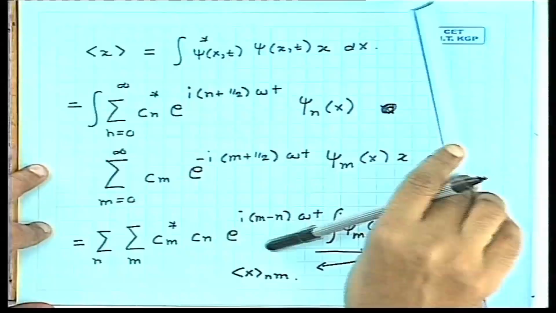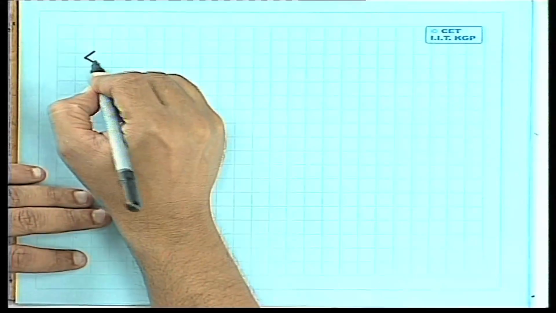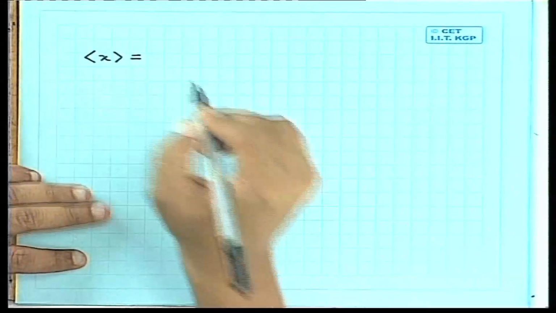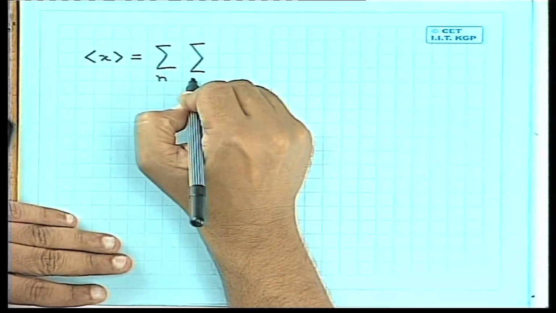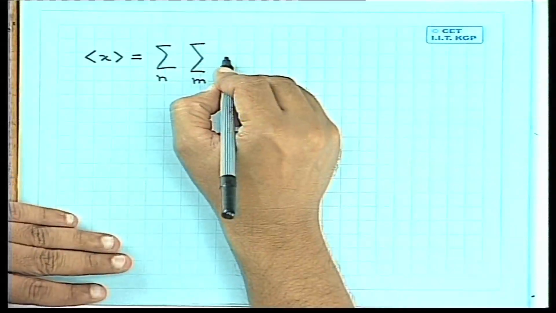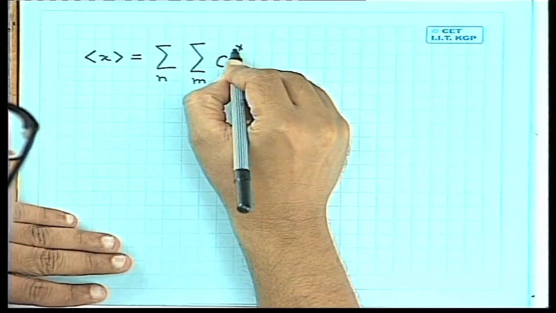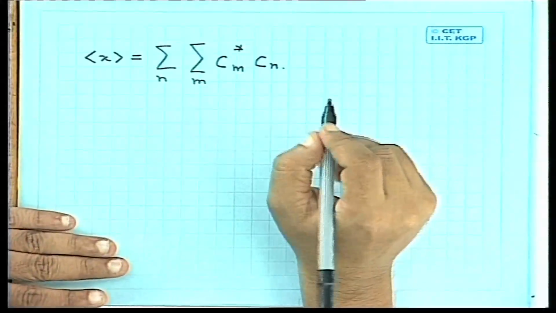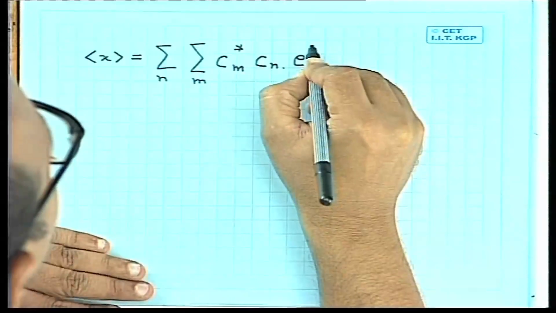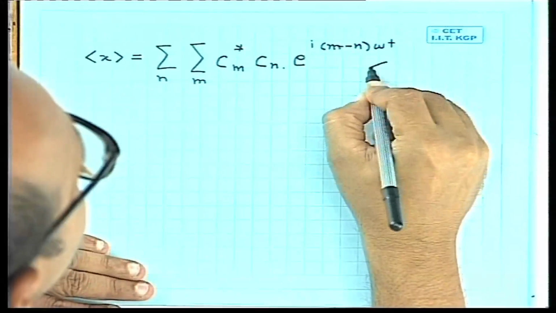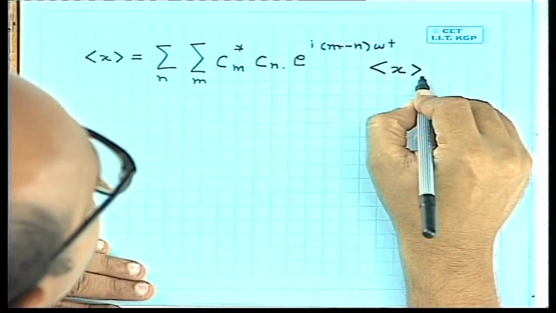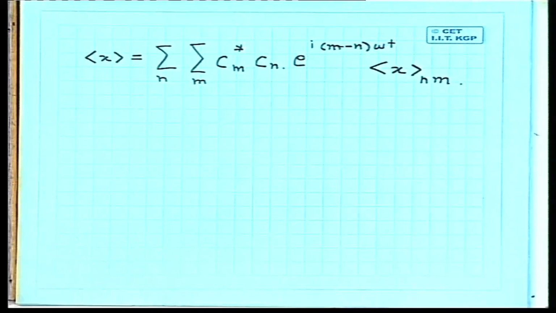The time evolution of the expectation value of x is equal to the sum over n and m of c m star c n e to the power i m minus n omega t, and then I have the matrix element x n m.